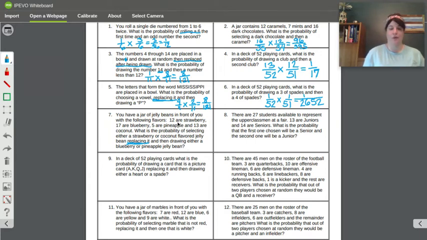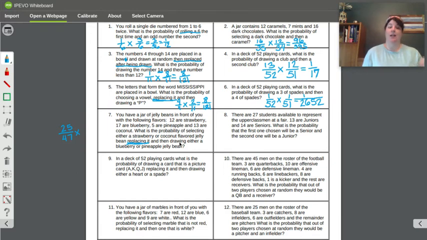Okay, so for this problem, you have 47 jelly beans in your jar. And your first job is to pick out a strawberry or coconut. So there are 12 strawberries and 13 coconuts. So I'm going to write this one over here. There are 25 strawberry and coconuts out of 47 jelly beans. And now you pick one out and then you put it back in.